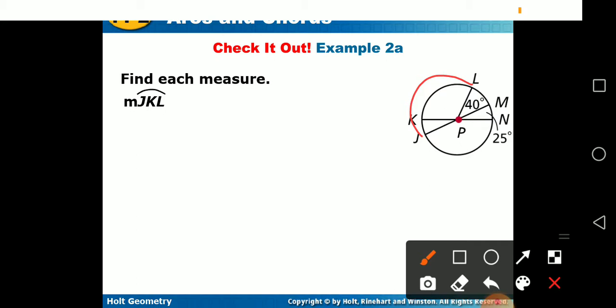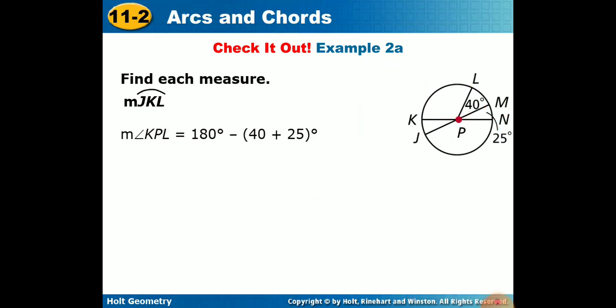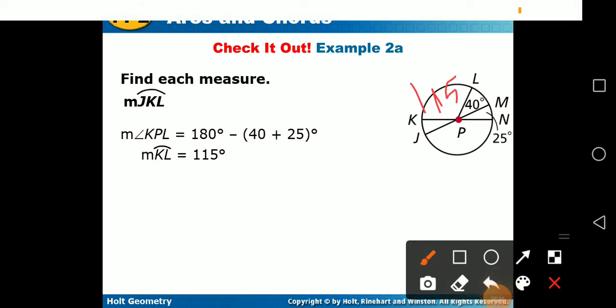How can I find this arc? First of all, I have here given this is 25. It's written outside here, 25, but it's the measure of MPN. 25 and 40, and I got here the diameter. So 180 minus 40 plus 25. So I got here now measure of KPL. Measure of KPL now is 115.